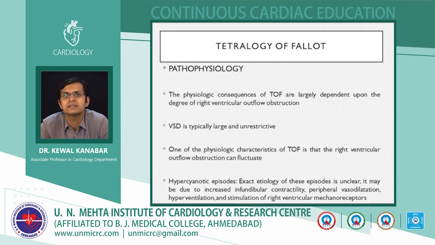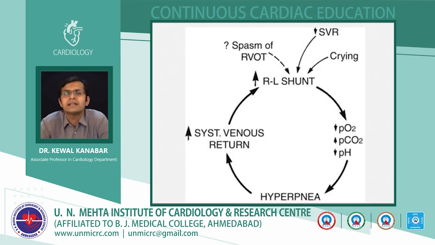Cyanotic spells are a very characteristic feature of tetralogy, usually seen between 3 months to 2 years of age. Exact etiology is not known. Some theories say that it may be because of infundibular hypercontractility, maybe because of peripheral vasodilatation, hyperventilation, stimulation of right ventricular mechanoreceptors, right? So whatever the precipitating etiology, the vicious cycle of tetralogy of Fallot is the same.